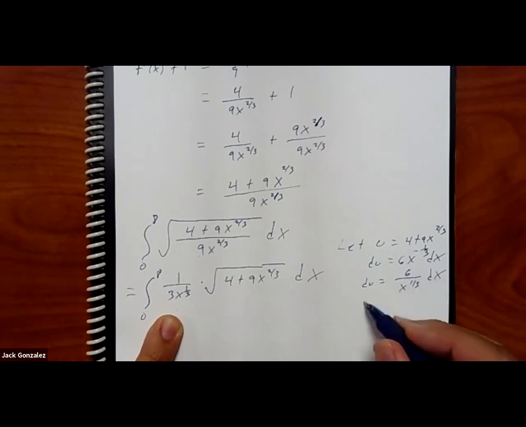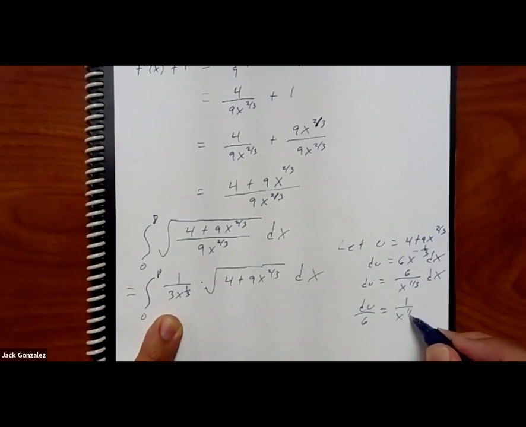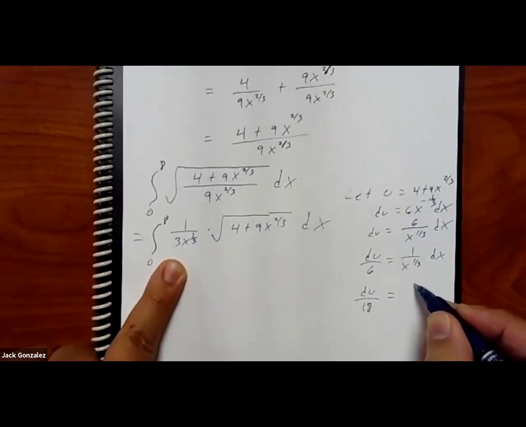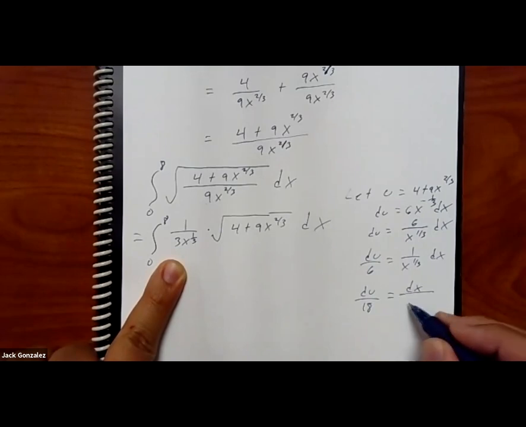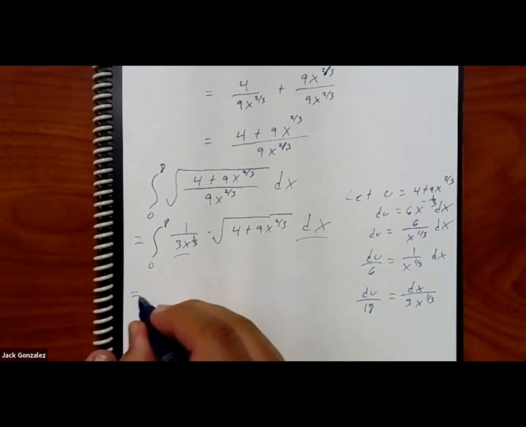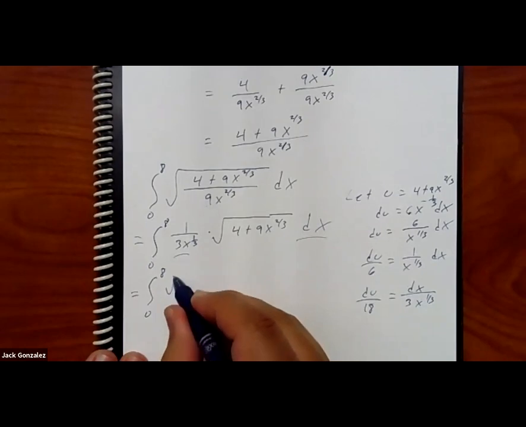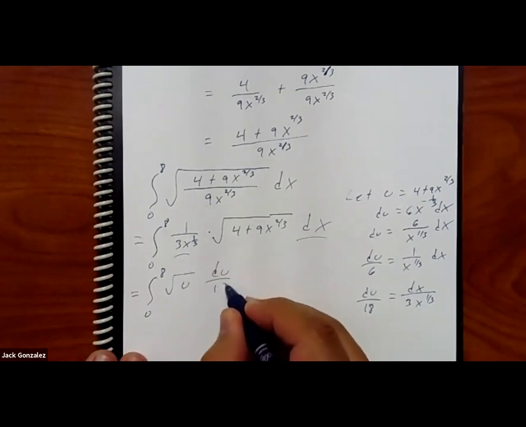First, let's get rid of the 6, right? So you agree that du over 6 will get me here, right? Now divide by 3 on both sides, you're going to get du over 18 equal to dx over 3x to the 1/3. So now I can replace this and this with du over 18. So we get the integral from 0 to 8 of square root of u du over 18.